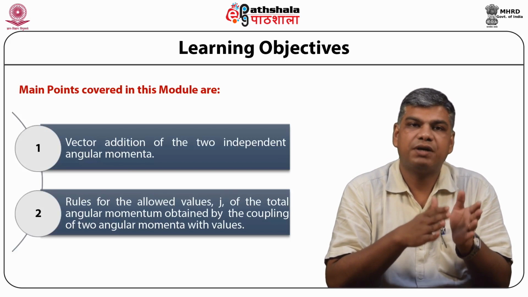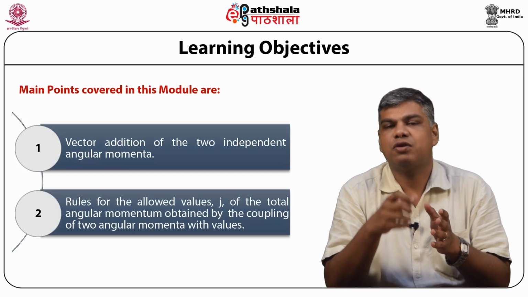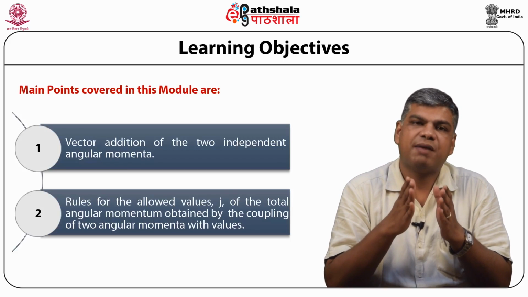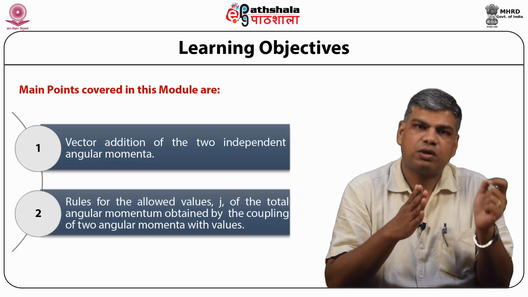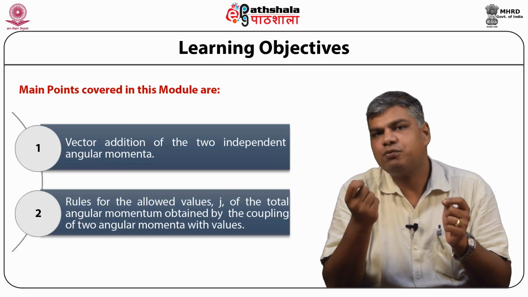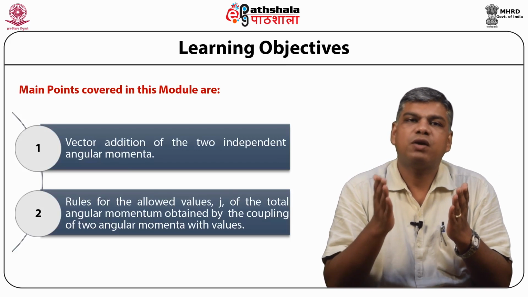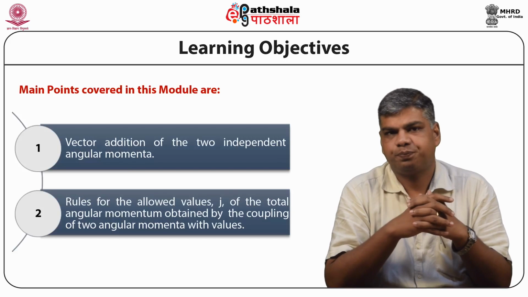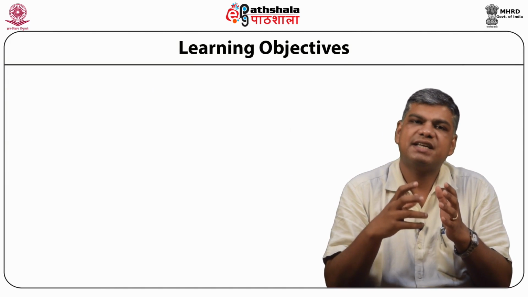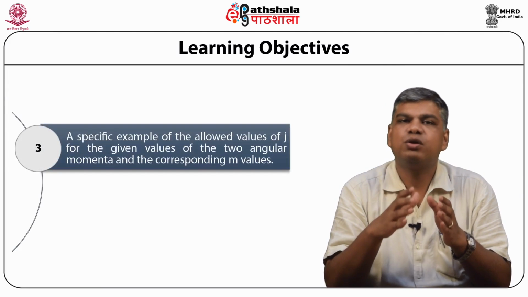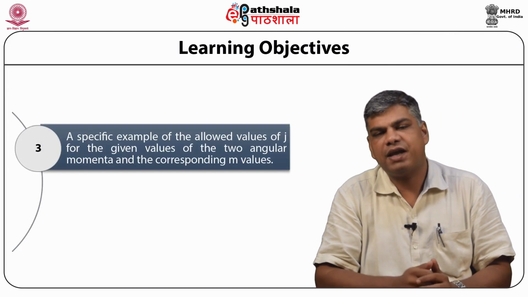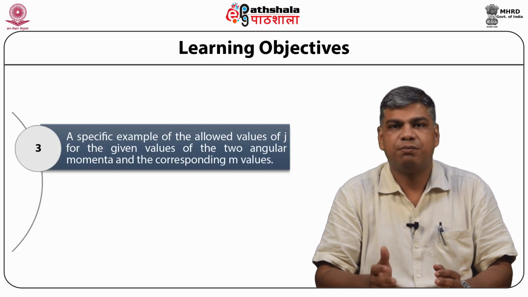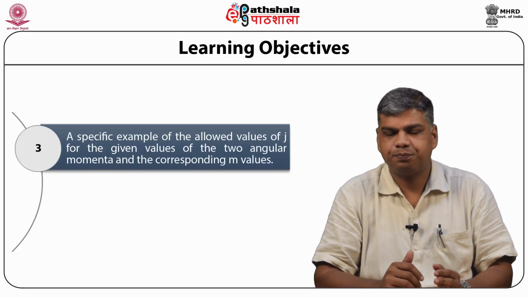We will also discuss the possible values that the magnetic quantum number M can have in terms of M1 and M2, where M1 corresponds to the magnetic quantum number values for the total angular momentum J1 and M2 corresponds to the magnetic quantum number values for the total angular momentum J2. After that, we would discuss a specific example of the allowed values of J for the given values of the two angular momenta and the corresponding magnetic quantum number values, that is M values.